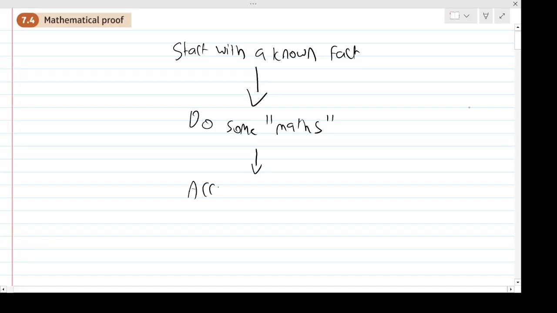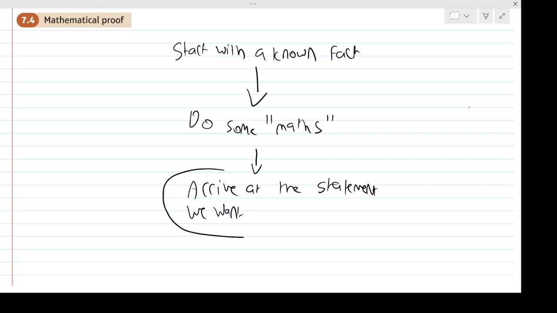So we arrive at the statement we want, and the statement we want to prove is true. And so the idea is that at every point in our proof, we've done correct steps and correct maths, and therefore the final statement that we want to prove should also be correct. And that is very simply the whole idea of a mathematical proof. And we will look at ideas again in a moment.